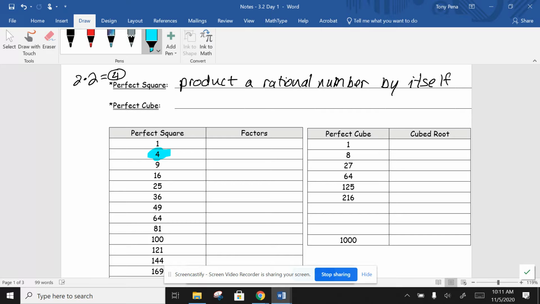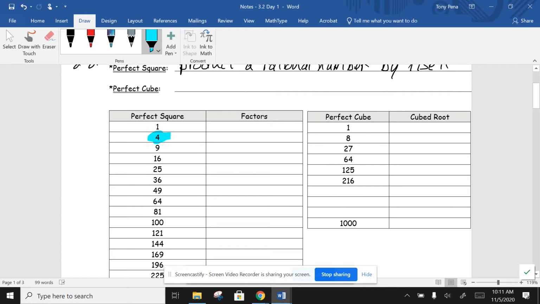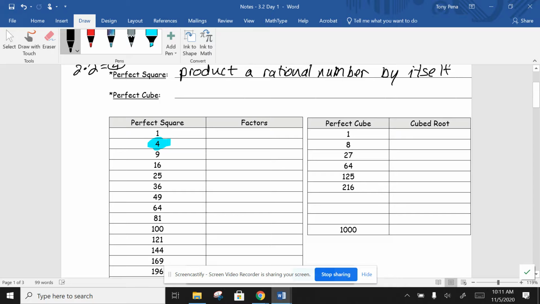All right. So before we do a perfect cube, we're just going to fill out this little table real quick so we understand what this is now saying. A product of a rational number by itself. So the reason number 1 is a perfect square is because I can do 1 times 1. And the example that I put up with that little definition, the reason 2 is considered a perfect square is because it's a 2 times a 2, and then that's how we get our 4.